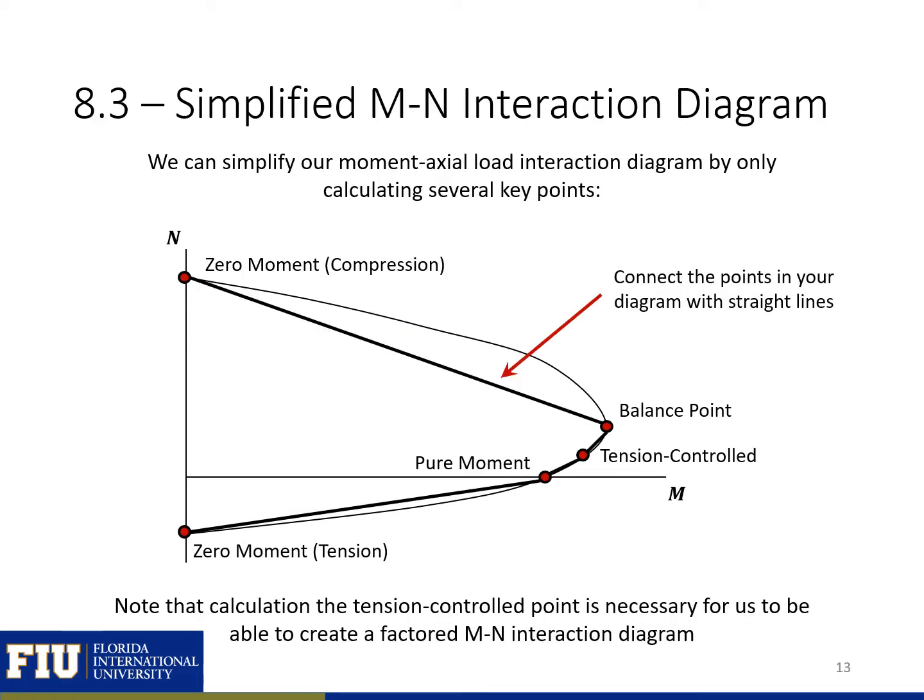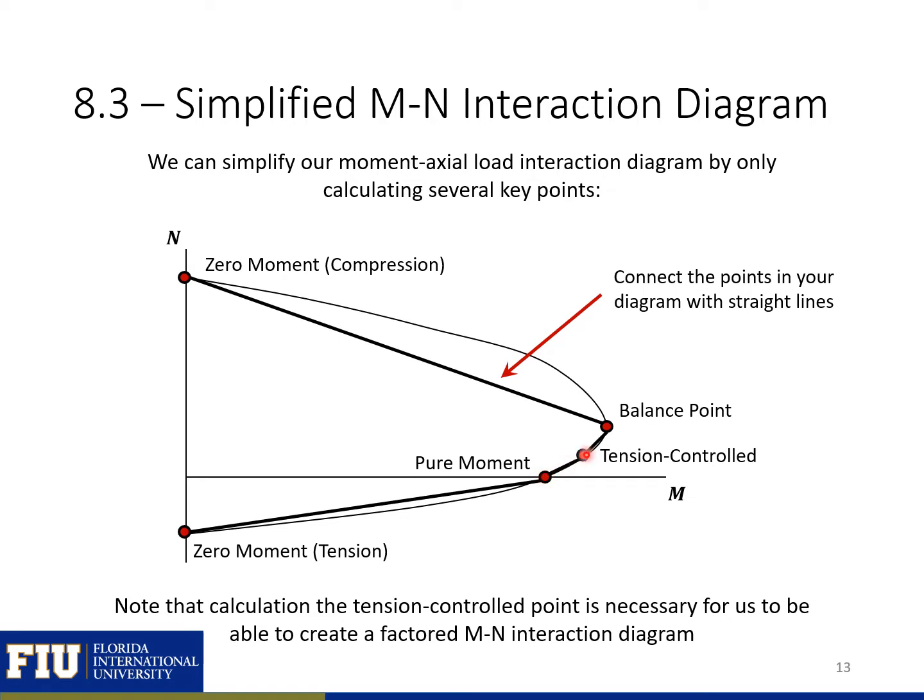We can simplify our moment-axial load interaction diagram by only calculating several key points. Some of the key points that you should calculate are the 0 moment pure compression point, the balance point, the tension controlled point, and the 0 moment tension point. Another point that is important, but not as important as the other 4 here, is our pure moment point.